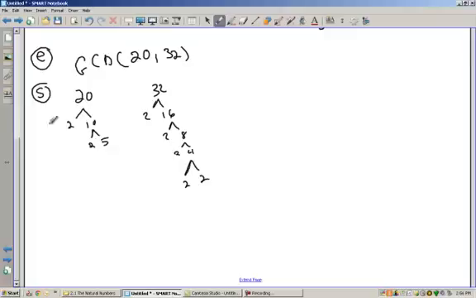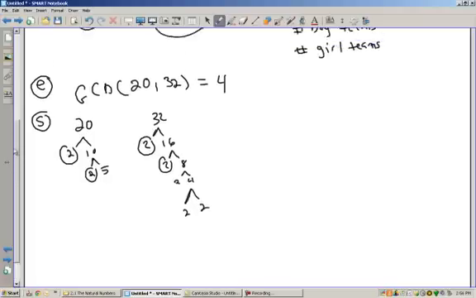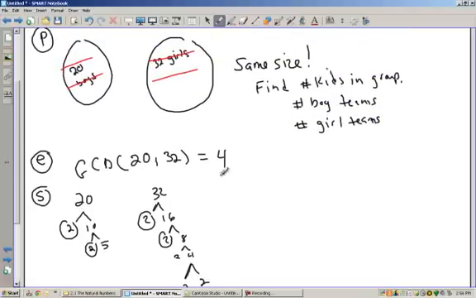I circle what they have in common. So they have a 2 in common? Yes. They have another 2 in common? Yes. Do they have a 5 in common? No. All right, so the GCD for this is just equal to 2 times 2, which is 4. So what does this tell me? This tells me that the number of kids in each group is just 4.